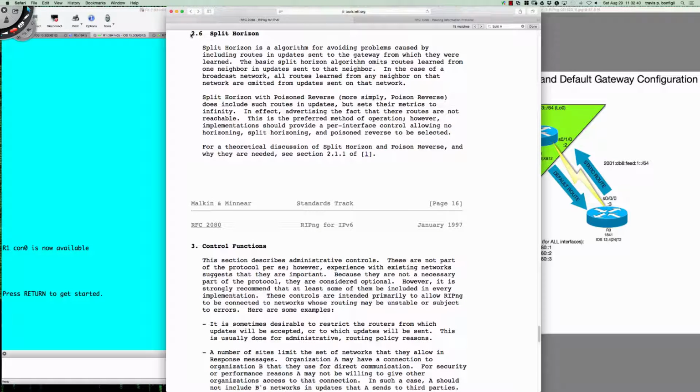Then fast forward to 1997, about 10 years later, with RIPng, section 2.6 in RFC 2080. There's a section here on split horizon, clearly shorter than the original discussion, but definitely good to read. And again, it's interesting how they phrase this: split horizon with poison reverse, more simply poison reverse. So let's go ahead and dive in and take a look at this.